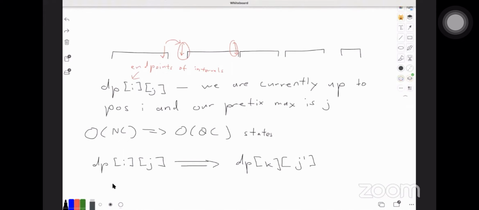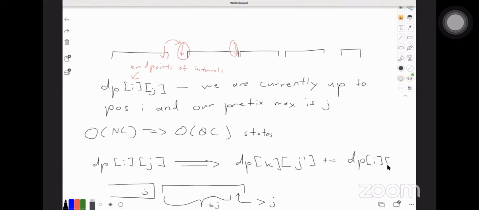Well, what is the situation here? The current prefix maximum is j. We have this interval. We need this to be strictly greater than j, and we need everything in between to be less than or equal to j, right? And so the transition is that to get to this new dynamic programming of k, j prime, where k is really just a singular position, the next relevant position, we need to do plus equals dynamic programming. We transition from i, j, but multiply by the coefficient.